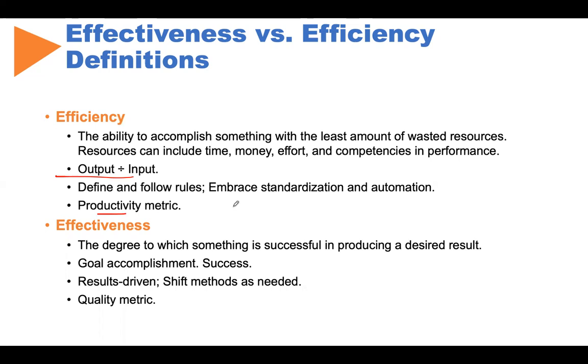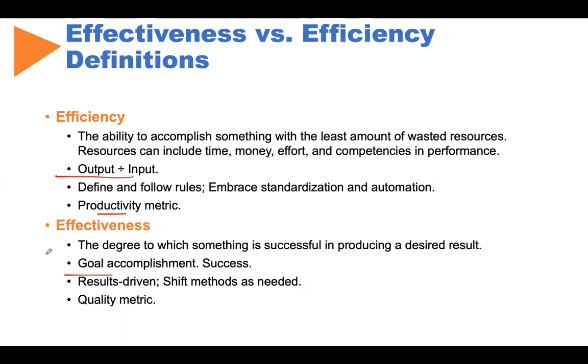Effectiveness, on the other hand, is defined as the degree to which something is successful in producing the result we want, a desired result, the success we want. Effectiveness is all about doing the right thing, meeting the right goals. So it's the degree to which something is successful in producing a desired result. It is end result focused, and it's really about goal accomplishment. That is your equation here: do you meet the goal that you set up for yourself?